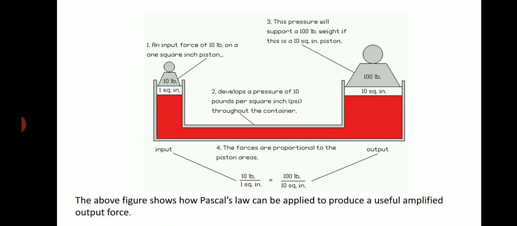Pascal's law applied to a simple hydraulic jack. An input force of 10 pounds on a 1 square inch piston develops a pressure of 10 pounds per square inch throughout the container. This pressure will support a 100 pounds weight if this is a 10 square inch piston. The forces are proportional to the piston areas. Smaller force applied on smaller area gets multiplied and acts as larger force on larger area. The above figure shows how Pascal's law can be applied to produce a useful amplified output force.